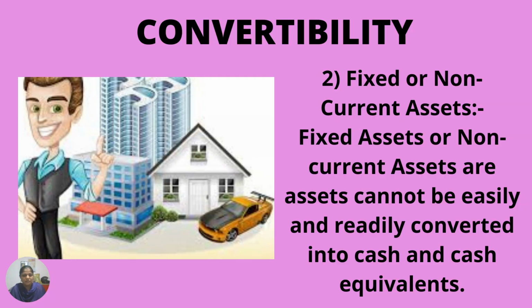Next one, convertibility, second asset. It is known as fixed or non-current asset. Fixed assets or non-current assets are assets that cannot be easily and readily converted into cash and cash equivalents. See the picture. These are all examples of fixed assets. See car, house, buildings. They cannot be changed every day. It is known as a fixed asset.